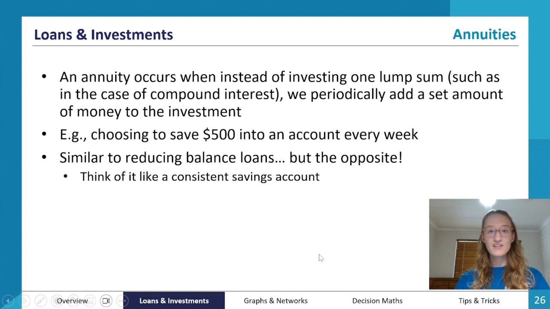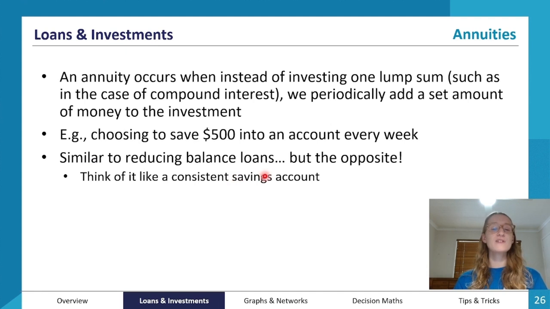So annuities, before we explore the formula, what are annuities? An annuity occurs when instead of investing one lump sum, such as in the case of compound interest, because in those kind of questions we just looked at, a lot of our questions were someone invests $50,000 and then lets compound interest apply. So that's more of a compound interest scenario. But in the case of annuities, we periodically add a set amount of money to an investment. So for example, choosing to save $500 into an account every single week.